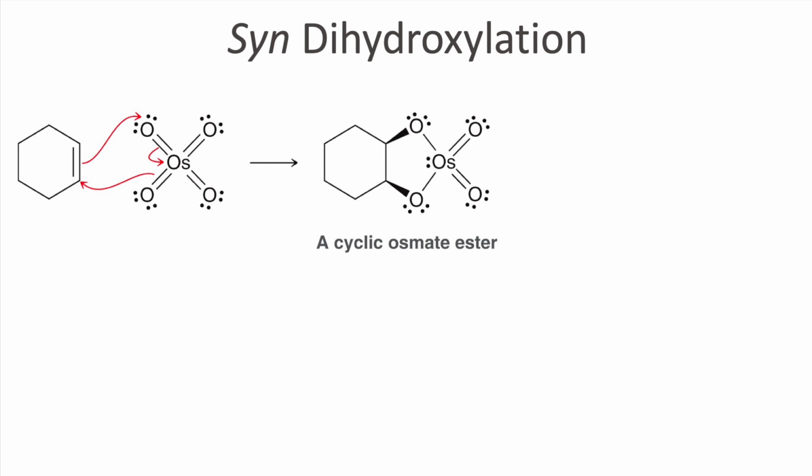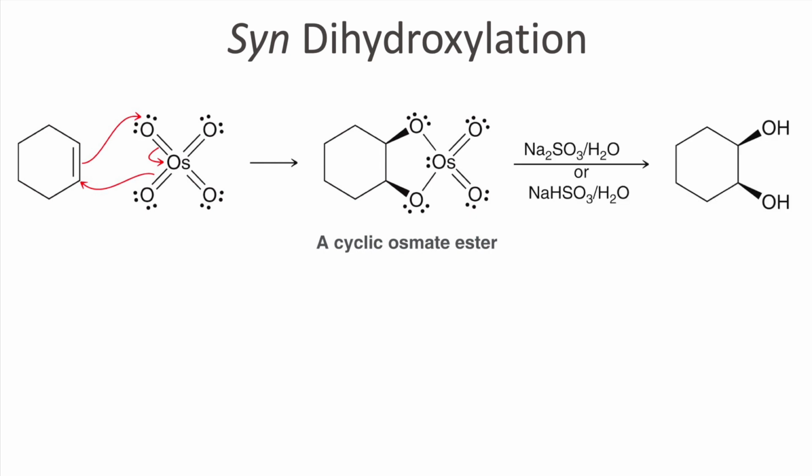Notice that the two oxygens bonded to the vinylic carbons are on the same face, and that's because of the previous concerted mechanism where both oxygens are added at the same time. Since they're added at the same time and both oxygens are from the same molecule, they must be faced in the same orientation. And as a secondary step, you can reduce this with sodium sulfite, Na2SO3, or sodium bisulfite, NaHSO3, to give us our final product, the cis-diol.